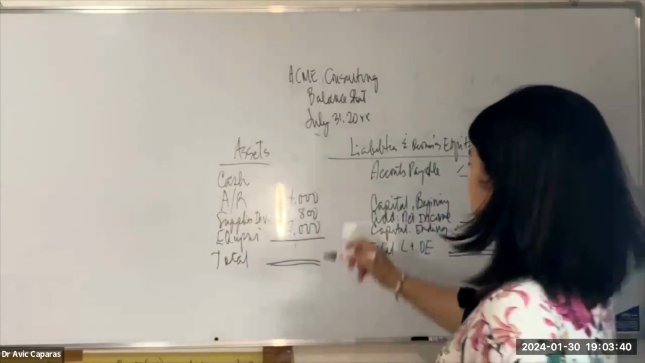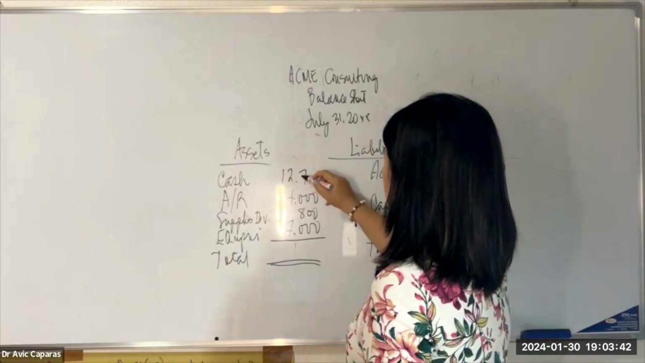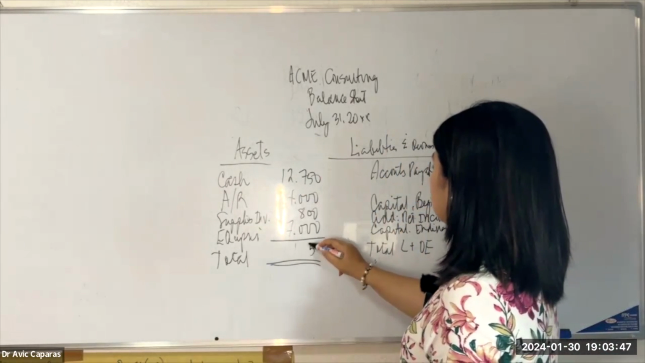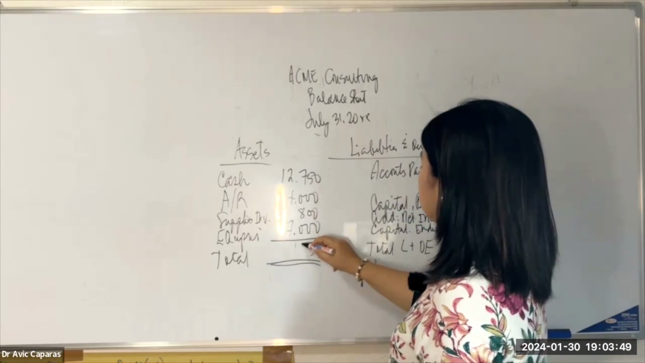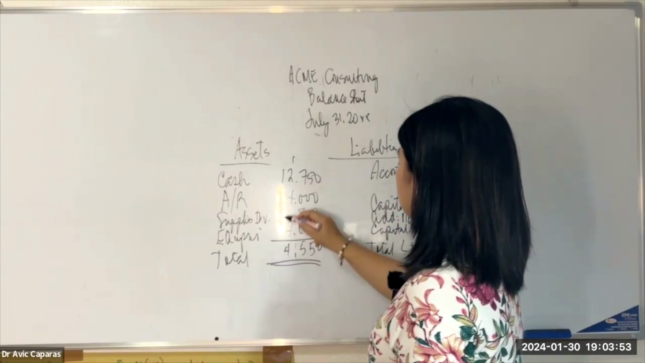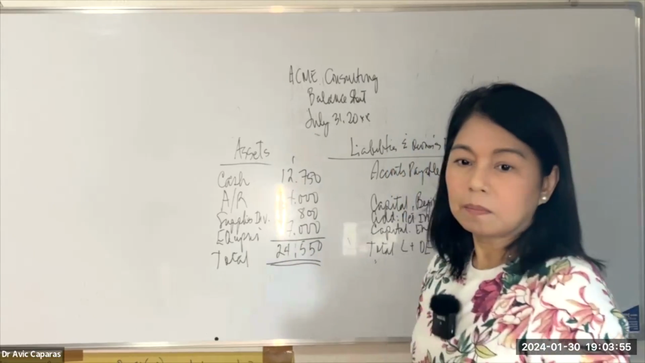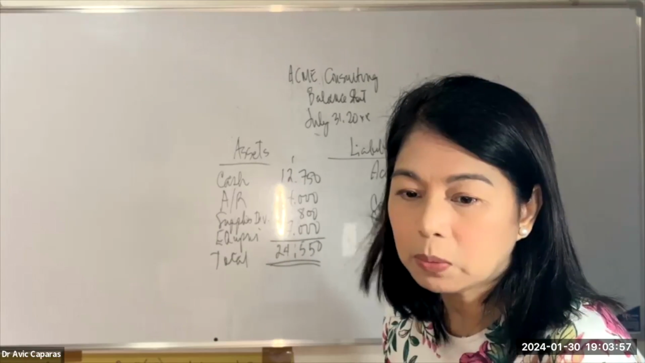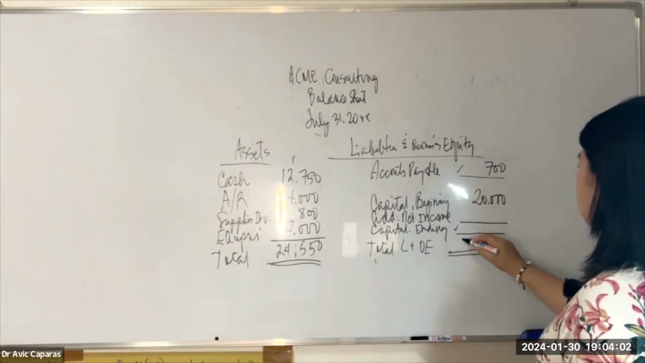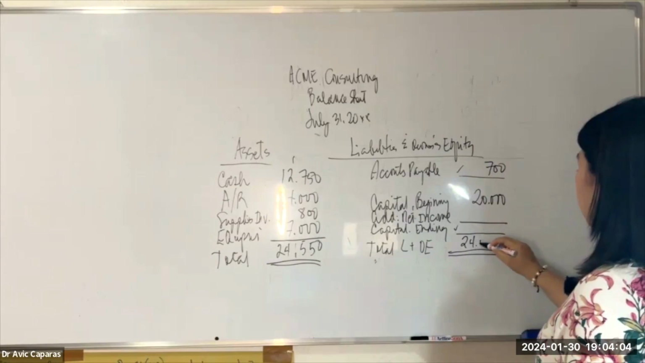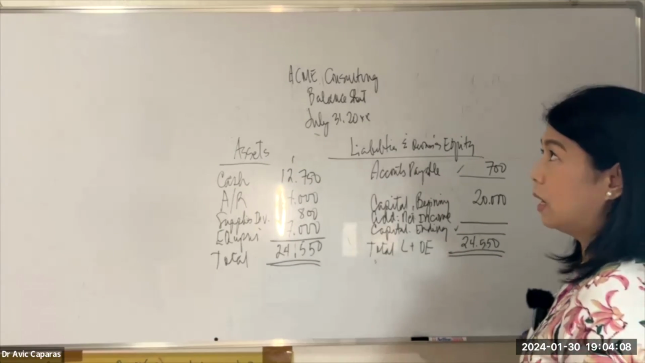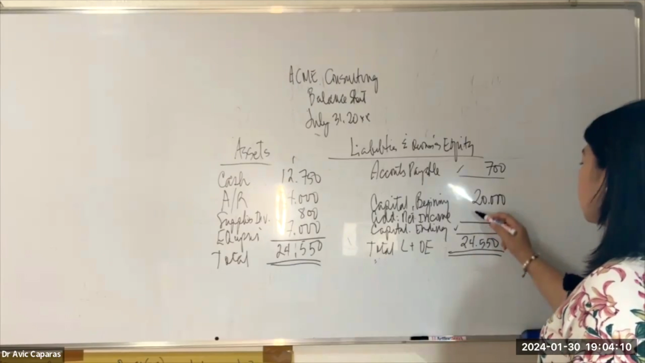Okay, 12,750. So therefore, the total would be 57, 15, 1, 4, 5, 6, 7, 14, 1. Right? Thank you, Gabi, 24,550. Thank you, Kai, for the cash of 12,750. So basically, this should be 24,550. You have to find out the net income.